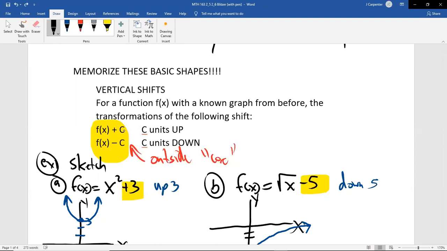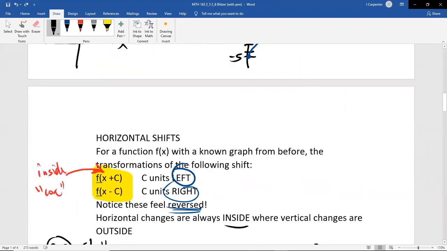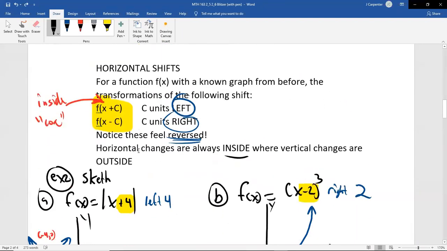And we said these shifts kind of felt like they made sense because plus is up and minus is down. But then we got into horizontal shifts and things got a little weirder. First of all, that number, the plus or minus, ends up being what I call inside the core. So it looks like this or this. So instead of the +4 being outside of the absolute value, it's inside. And same with this -2. And that's how we can tell it's a horizontal shift. Horizontal changes are inside, vertical changes are outside.